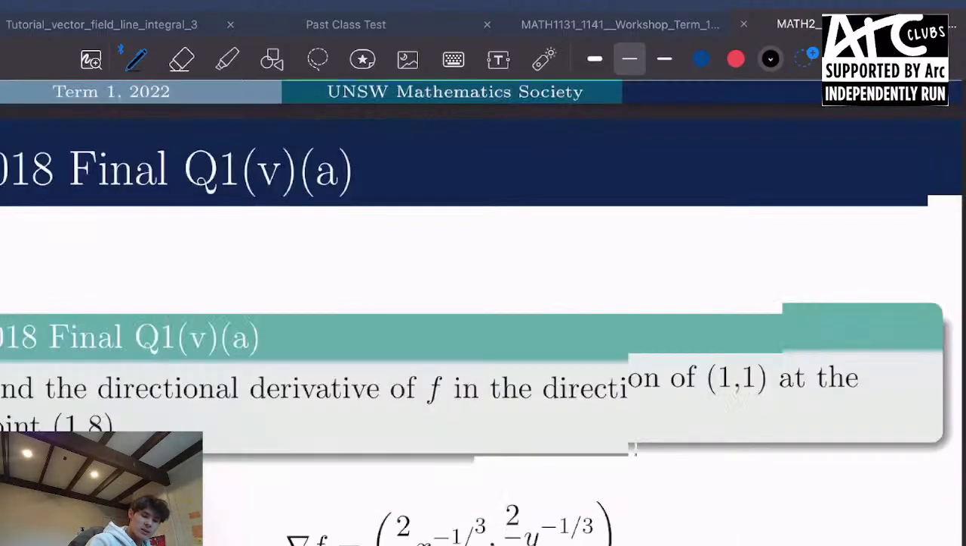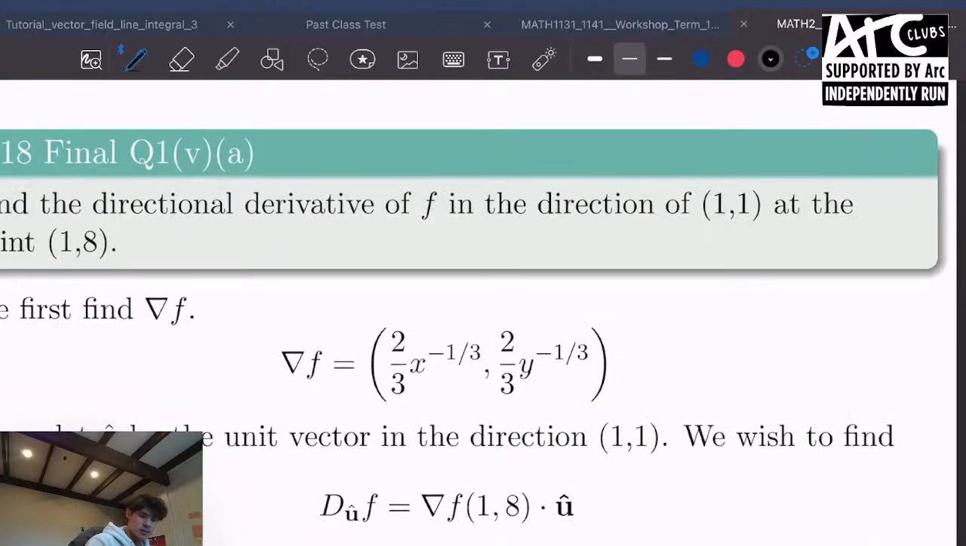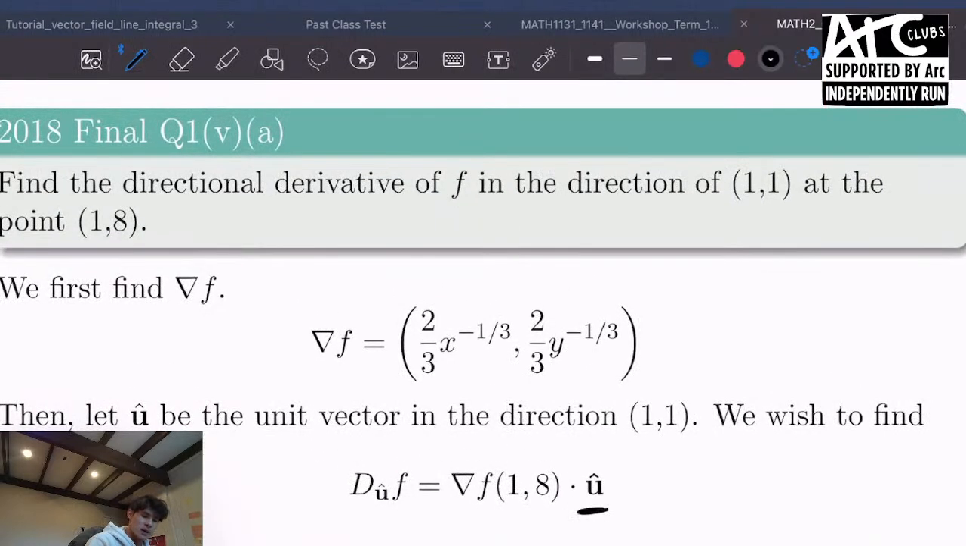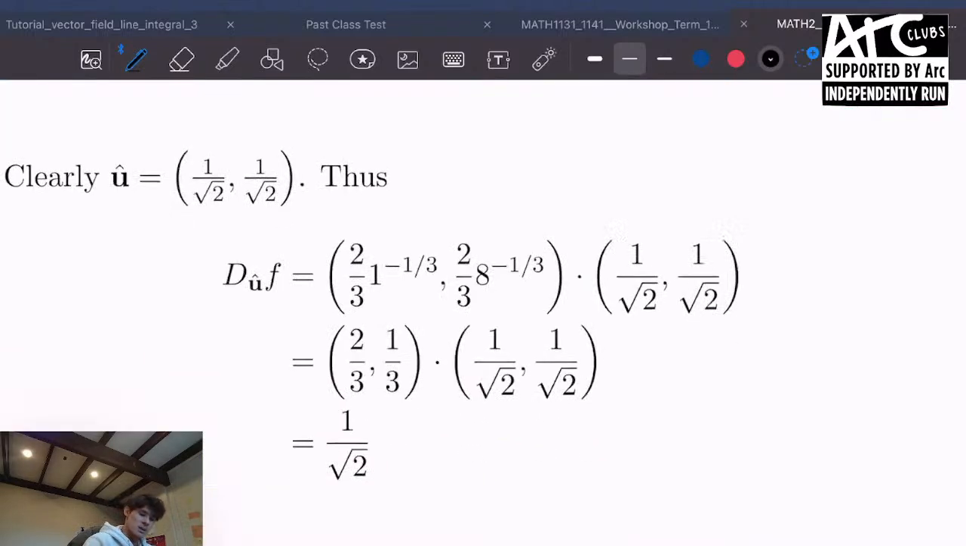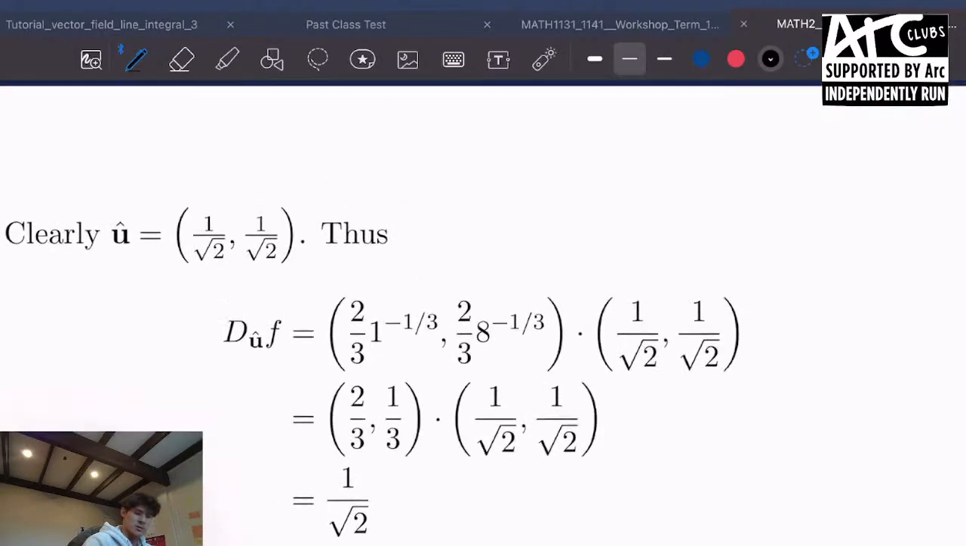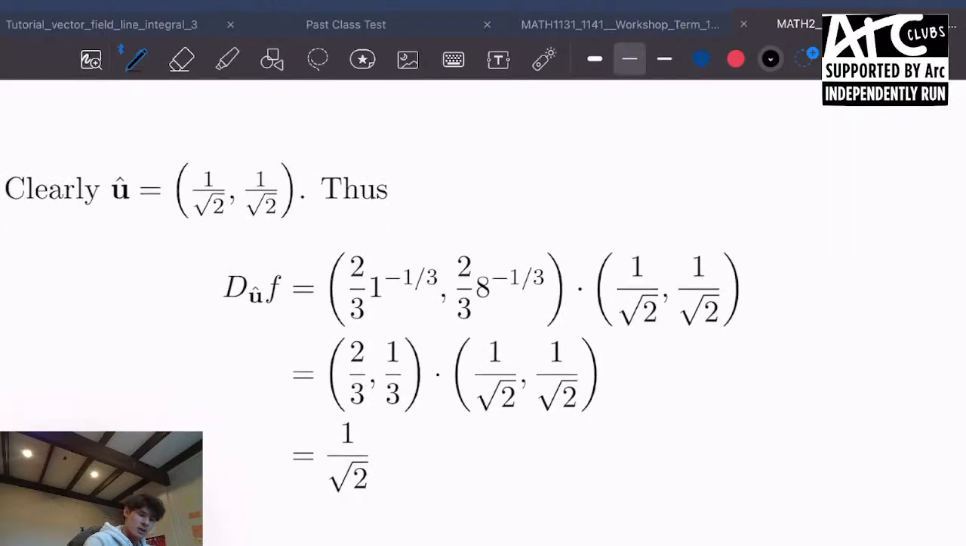Okay, and now we just need to find the dot product with this u hat, which is in the direction of 1, 1. So we can see that this u hat should just be equal to 1 on root 2, 1 on root 2. So that's in the direction 1, 1, and it's a unit vector. We need to make sure we divide by root 2 in order for it to be a unit vector. So when we calculate the directional derivative, it's just the dot product of these two, and what we should get is just 1 on root 2. And that is our directional derivative at the point 1, 8 in the direction 1, 1.